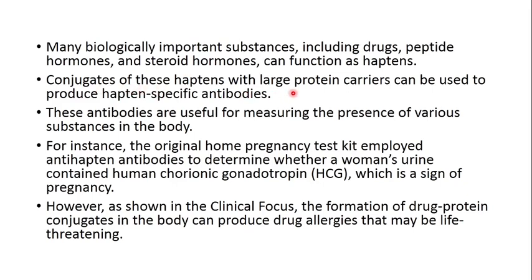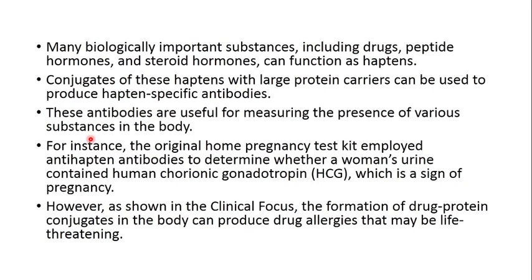The conjugates of these haptens, drugs, peptide hormones, steroid hormones, with large protein carriers can be used to produce hapten specific antibodies. These antibodies are useful in measuring the presence of various substances in the body, such as drugs when we are treating dreadful diseases. We need to check the presence of drug every time, usually during transplantation, in order to prevent rejection of the organ. So in those cases we need to check the presence of drug continuously.